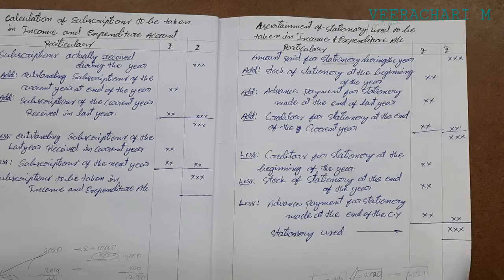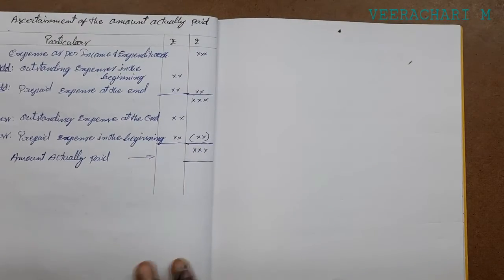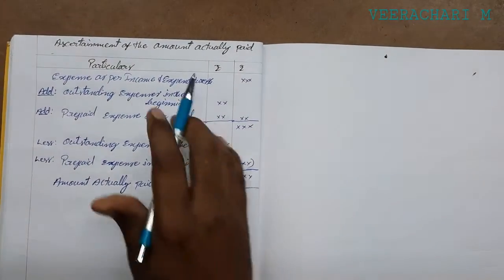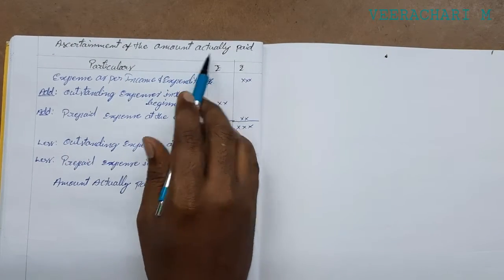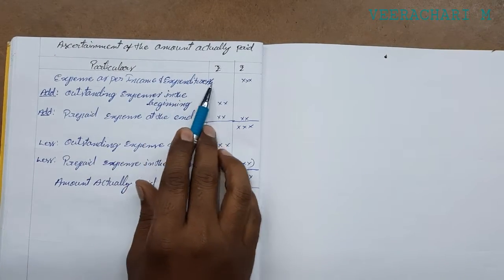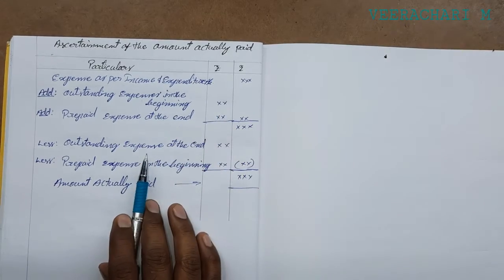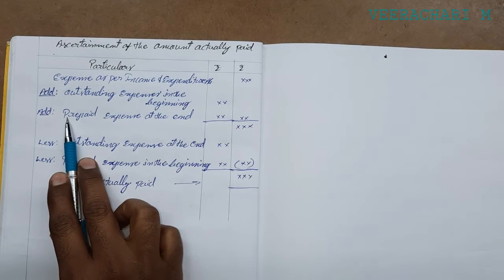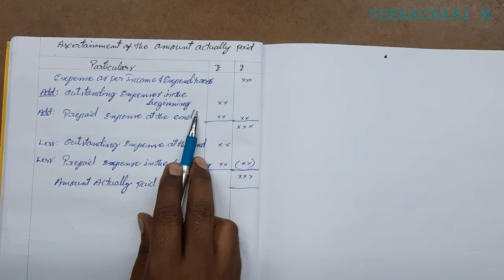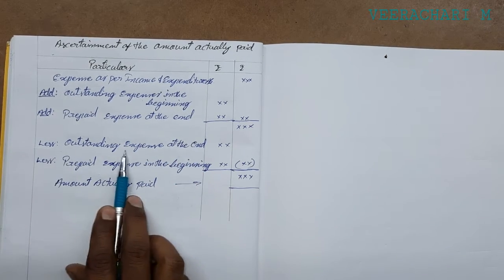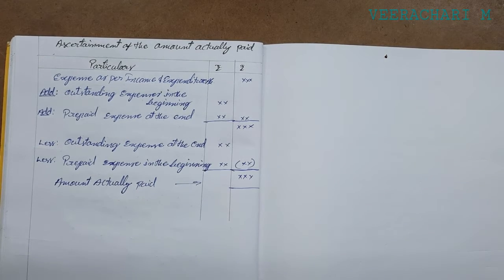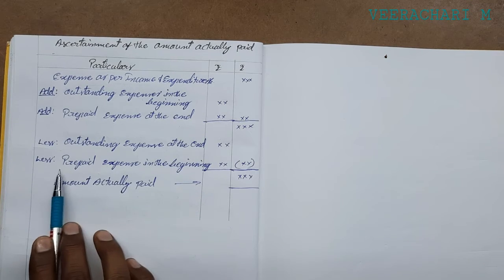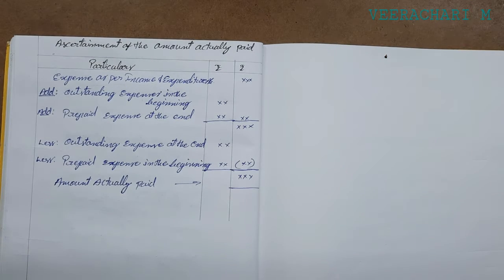Next one, ascertainment of the amount actually paid, that is the expense as per the income and expenditure account. Outstanding expenses in the beginning, add prepaid expenses at the end, both should be added. Less outstanding expense at the end, you should deduct it. And prepaid expenses in the beginning also minus it. Then you will get the actual amount paid.